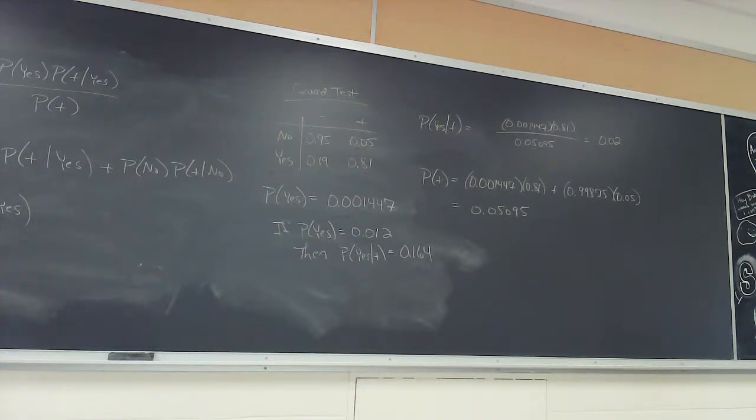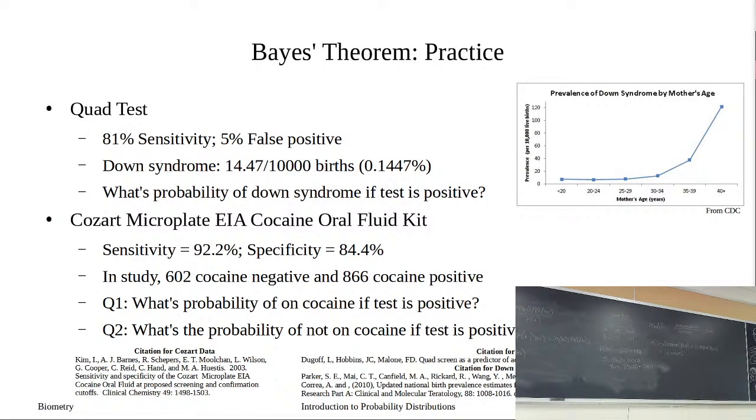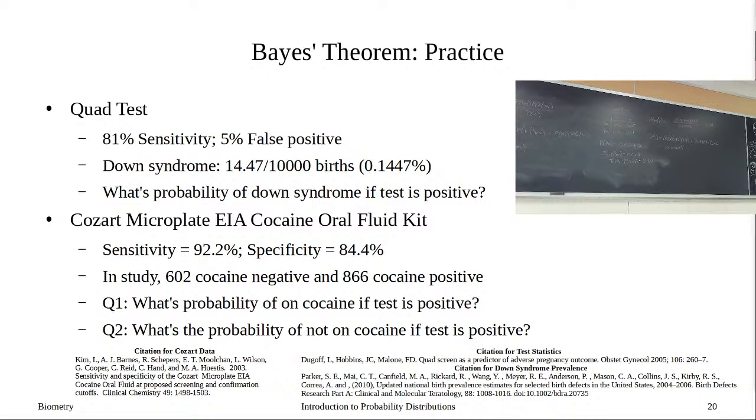Questions? All right, we're going to do another one, more practice. This is the one. This is the area that I think most students have problems. I have this one up here: the Cozart microplate EIA, enzyme linked immunoassay, detects cocaine in your blood.